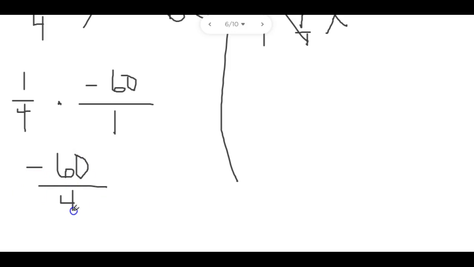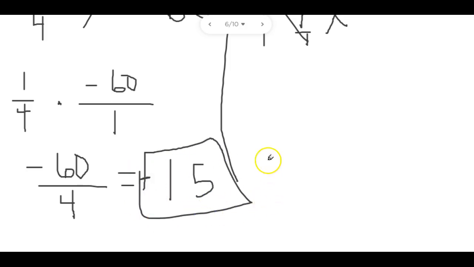Okay. Now remember, guys, that this is basically a division problem. So we do 60 divided by 4. 60 divided by 4 is 15. But let's not forget our negative sign. So the answer to this equation is x equals negative 15. Final problem.